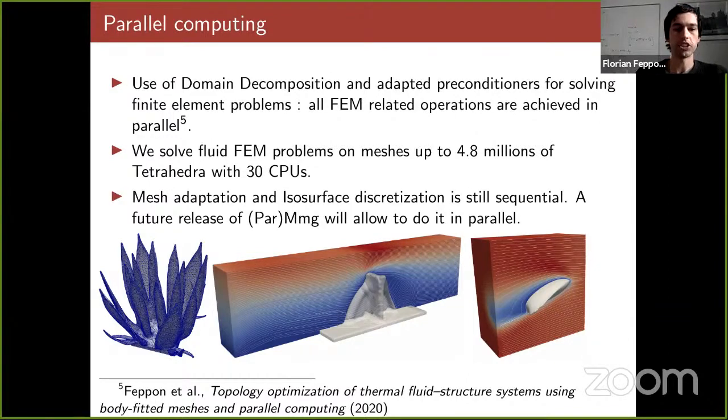Right now, the mesh adaptation and the isosurface discretization are still sequential, and they take a huge part of the computational cost, actually. But a future release of MMG will probably allow doing it in parallel. There are people working on making this parallel.